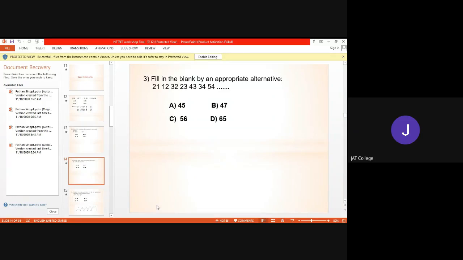But here when we carefully observe the numbers, 21 is the mirror image of 12, 32 is the mirror image of 23. Okay, so correct answer is 45.